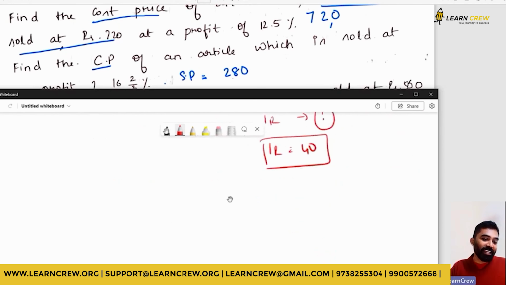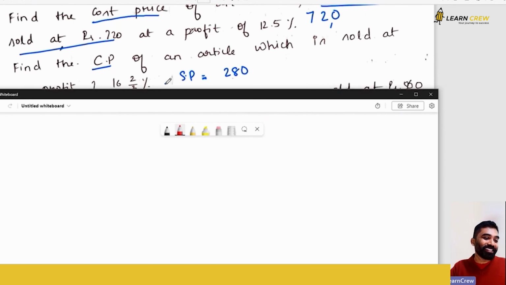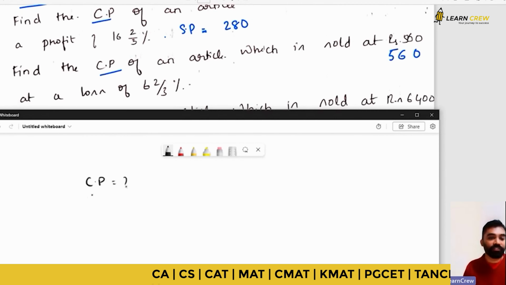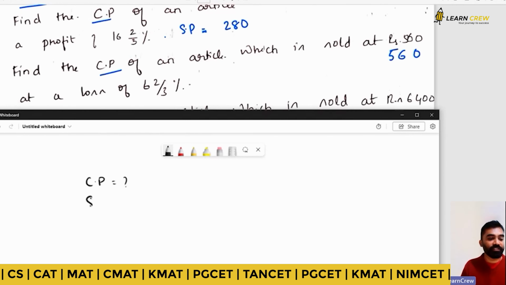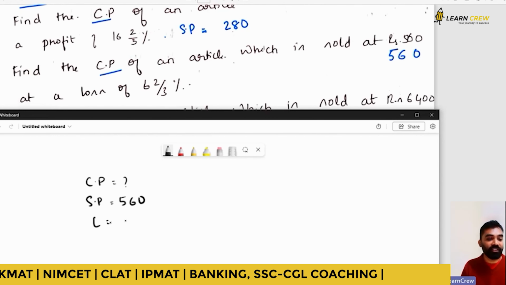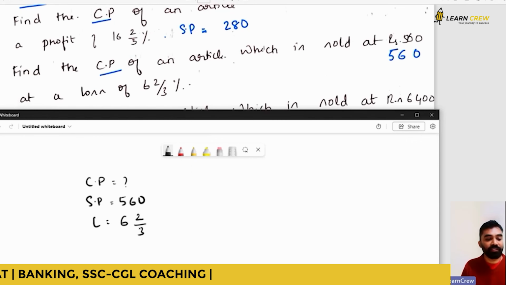I'll give an actual random problem. Everyone should do it properly. Okay? Now, sixth one. Find the cost price again. An article is sold at rupees 560, so selling price is 560. And loss. Here it is a loss, it is not profit. 2 divided by 3%. So start playing around with the loss.